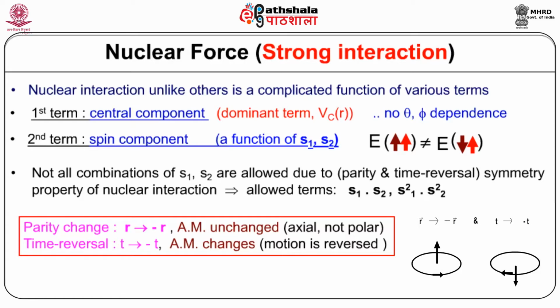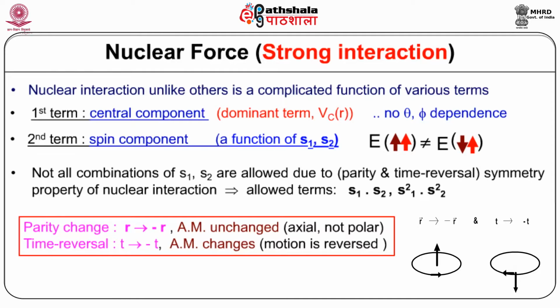So the first term is the central component, which doesn't have any dependence on theta and phi. The second term in the nuclear interaction is the spin component, which is a function of S1 and S2. Not all combinations of S1 and S2 are allowed due to parity and time reversal symmetry properties of nuclear interaction. Allowed terms include S1 dot S2 and S1 square dot S2 square.